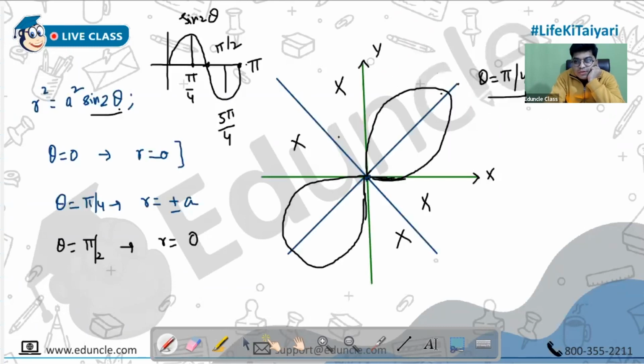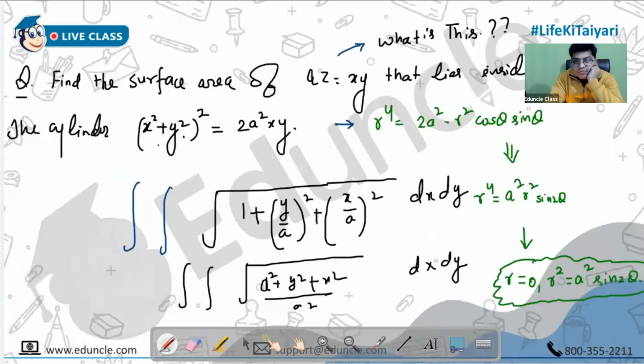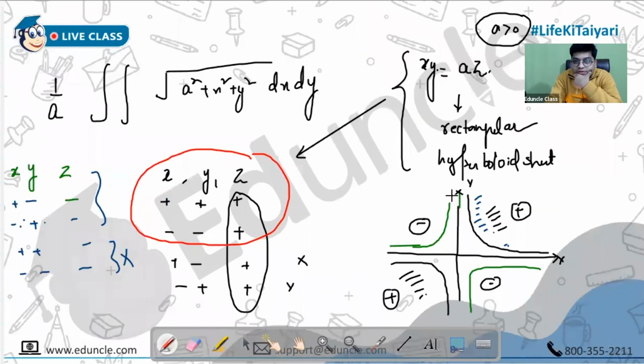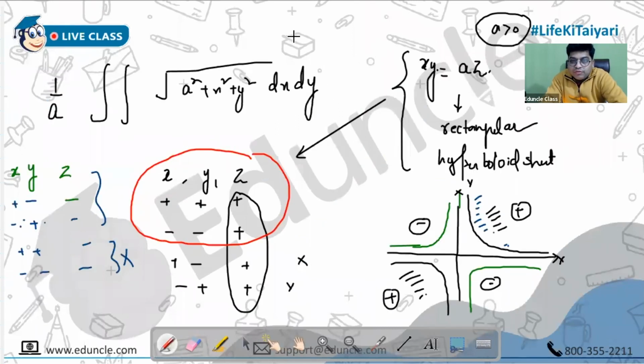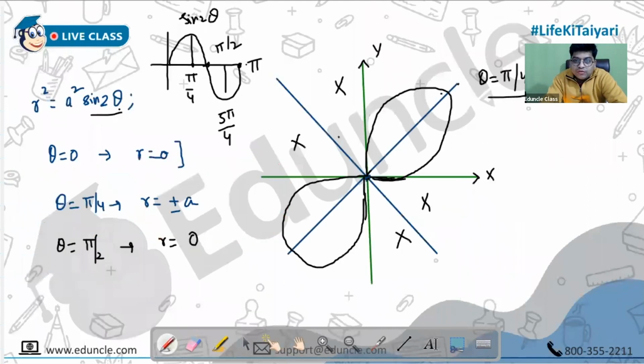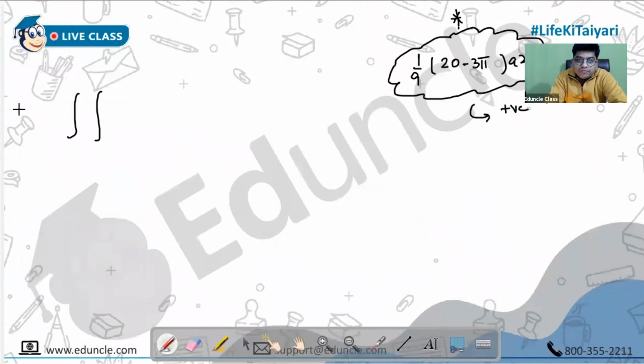See, going back, now start from the question again. Find the surface area of this which lies in this. So we have done this, this, this, all these things. Then what I'm saying is this is the graph. So what do you want to do? You want to write down the limits. So we are going to solve the problem like double integration of 1 by a under root a square plus r square dr d theta, theta is equal to something, r is equal to something.